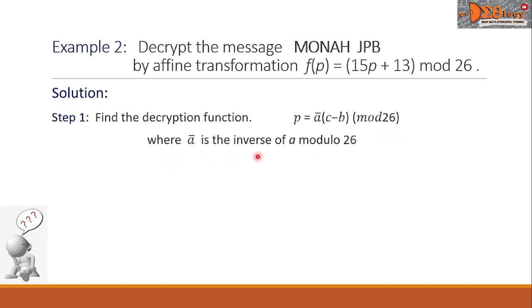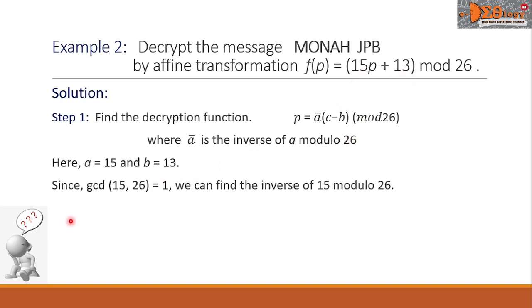A bar here is the inverse of a modulo 26. Here the a is equal to 15 and b is 13. Since the GCD of 15 and 26 is equal to 1, we can find the inverse of 15 modulo 26. So step 2, we're going to look for the a bar, or the a inverse. We write here 15 times a inverse is congruent to 1 mod 26.